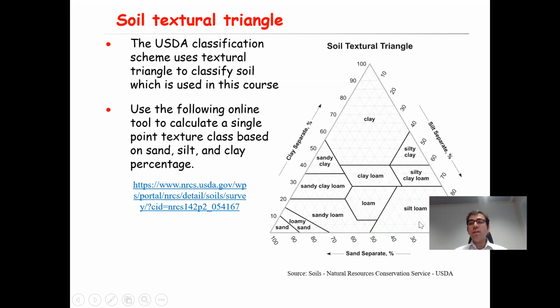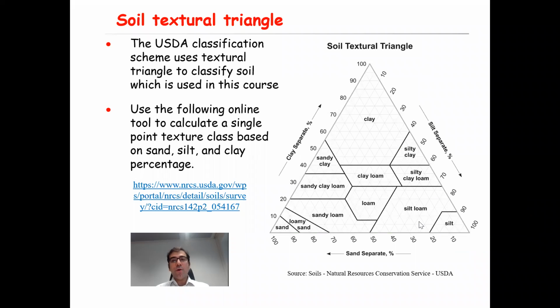When you know the fraction of sand, silt, and clay particles in your soil sample, you can use the soil texture triangle to determine the texture of your soil. The USDA classification scheme uses a textural triangle to classify soil, and this is used in this course. I have an example in the next slide, so you will see how to work with this triangle. Simply, one side is the silt fraction, another side is the sand fraction, and the other one is the clay fraction. Depending on the fraction of each of these in your soil sample, you can estimate the texture of your soil.